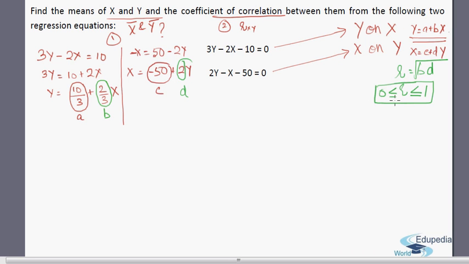Of course we can have negatives, but then it will be between minus 1 and plus 1. Okay, so let's take the product of b and d. We have b times d equals 2 by 3 multiplied by 2, which will give me 4 by 3, and we know this 4 by 3 is greater than 1. Therefore, this is not possible, we cannot have b multiplied by d as greater than 1, right? Therefore our assumption is wrong. Let's say that our assumption is not correct.